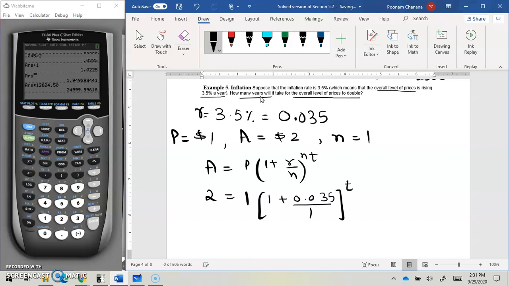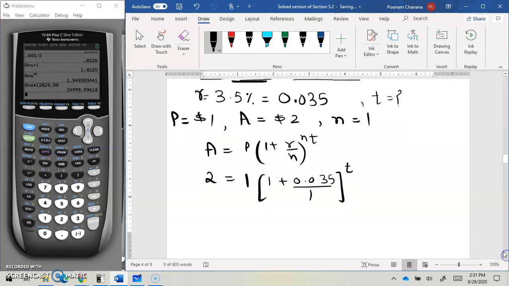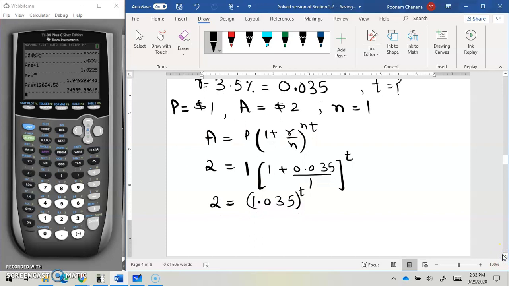We do not know how many years. The question is to find how many years it will take for prices to double. So if you see this, you can write it like 2 is equal to 1.035 raised to the power t. This becomes an exponential equation, right? Because the variable, the unknown, is in the exponent. So what can we do to solve that? We can take the log on both sides. Natural log is what I am using in this case.